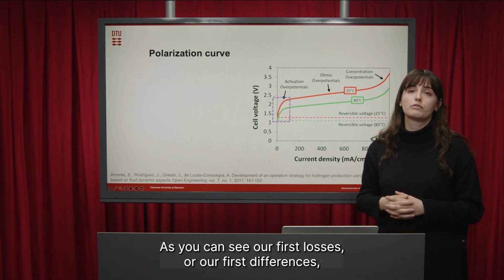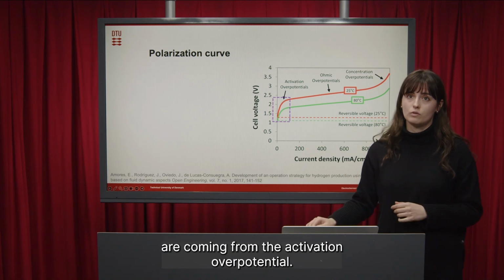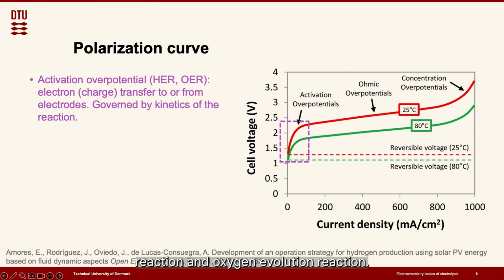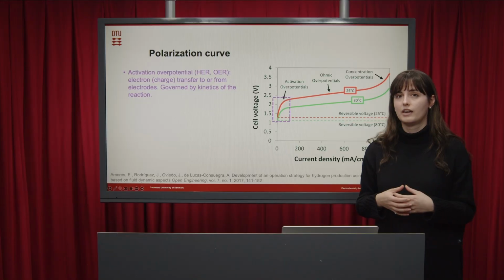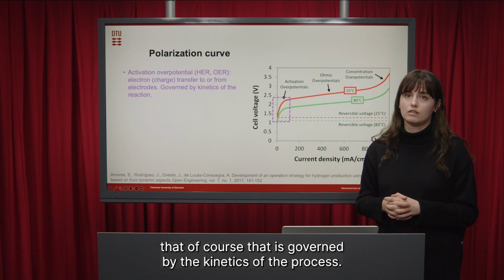As you can see, our first losses, or our first differences, are coming from the activation overpotential. Activation overpotential is related to the hydrogen evolution reaction and the oxygen evolution reaction, and usually it has to do with the electron or charge transfer to the electrode itself. And this is the portion that, of course, is governed by the kinetics of the process.